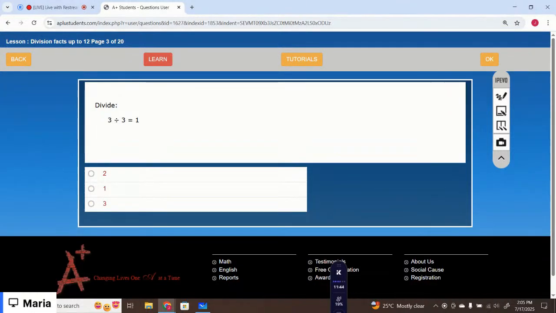Okay, 3 divided by 3, which is the correct option? Any number divided by itself always makes 1. So the correct option is option number 2.